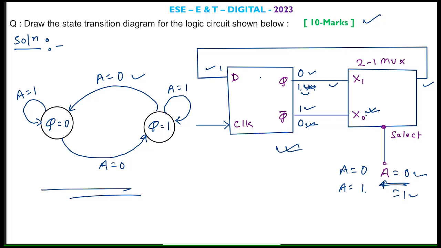The same question was asked in GATE 2012. That is why I suggest to students, before appearing in the engineering services exam, you must go through the previous year questions of GATE for EC and electrical instrumentation, so that you will have good practice and can easily answer this type of question in the ESE exam without wasting your time. So this is the transition diagram for this question.